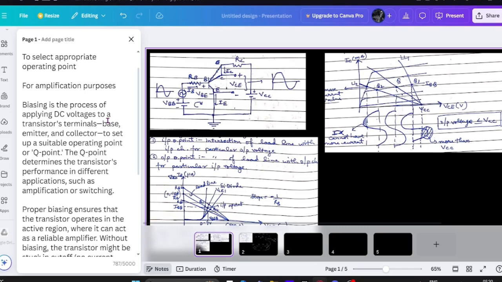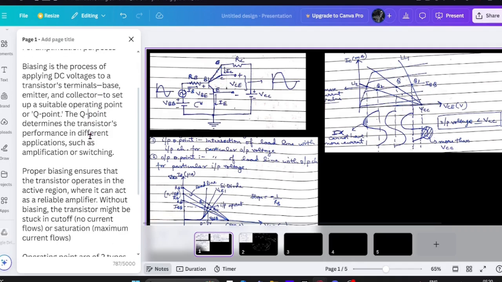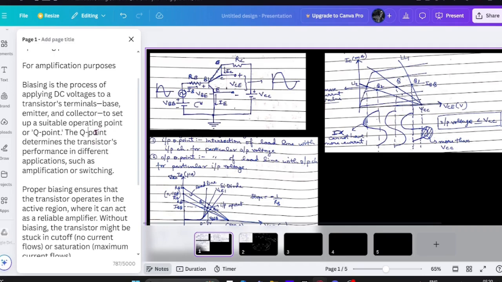For the definition of biasing, we have to know that it is an essential process that ensures that a BJT operates in its desired region of operation, typically for the purposes of amplification. Without proper biasing, the transistor may not function correctly, leading to issues like distortion or even complete failure of the circuit.